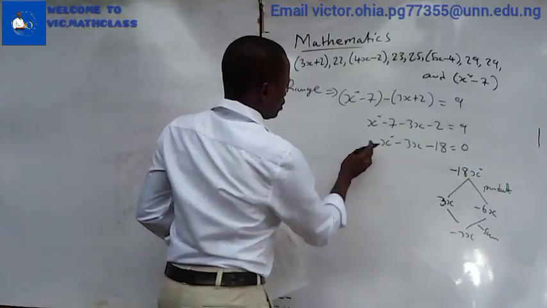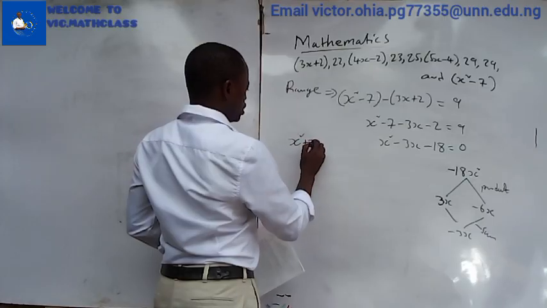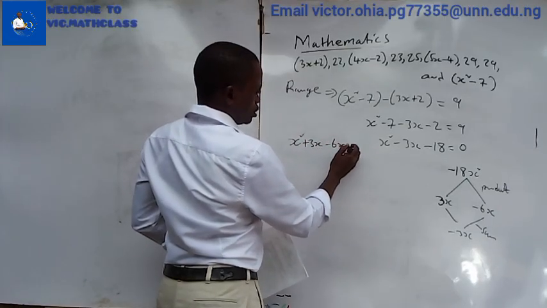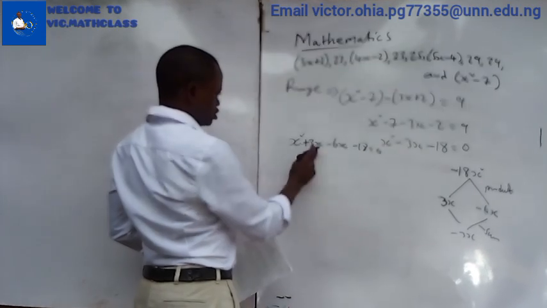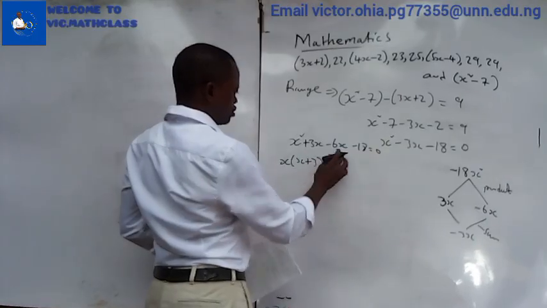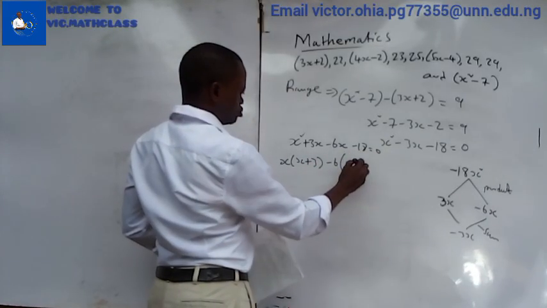So we will come back again and have x² + 3x - 6x - 18 equals 0. So that for these two, the HCF here is x, giving x(x + 3). The HCF here is -6, giving -6(x + 3).